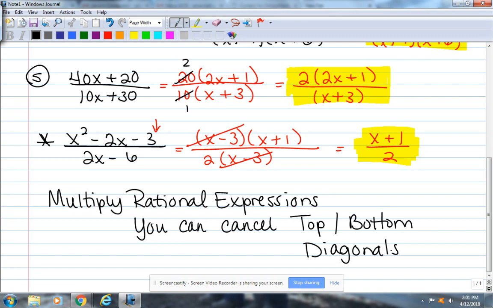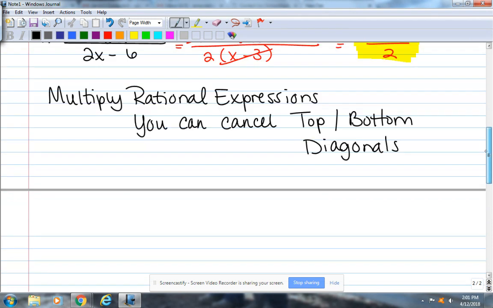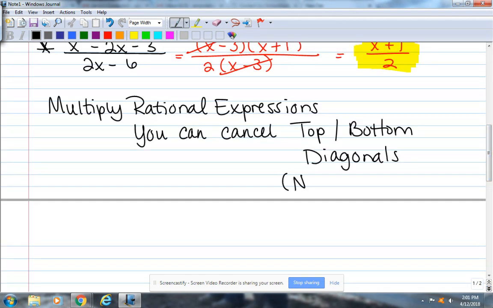You cannot cancel side to side. Let me get some space. Sorry, y'all. Not side by side. So you can't cancel sideways. Okay, you can cancel anything on top and bottom or diagonal from each other, but not sideways. Not straight across.